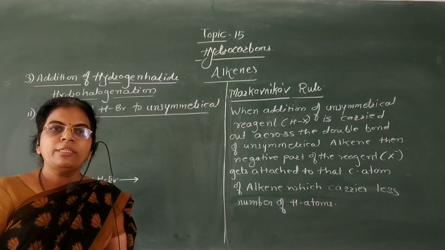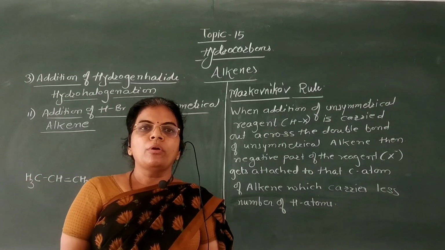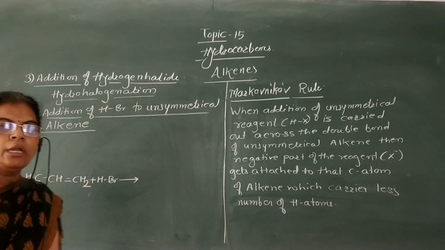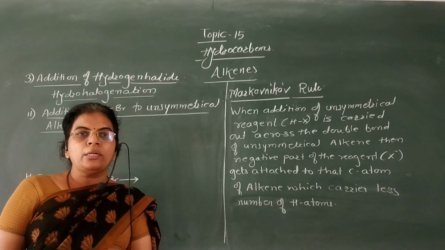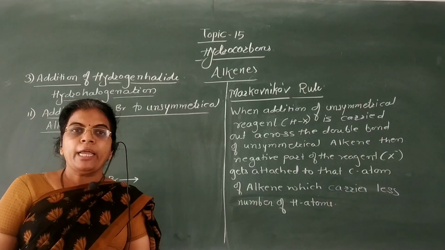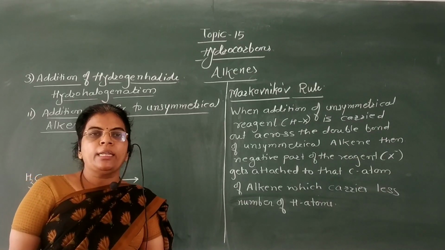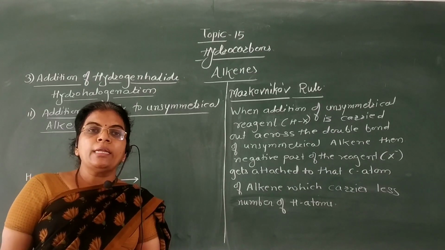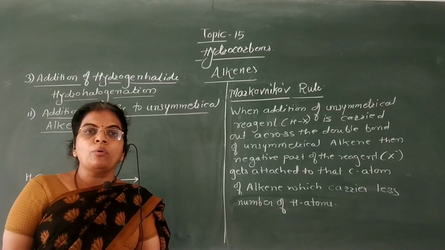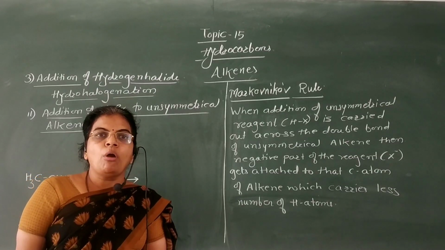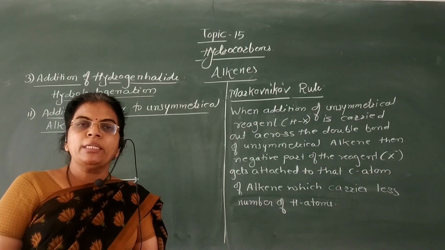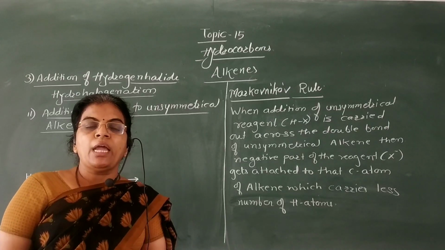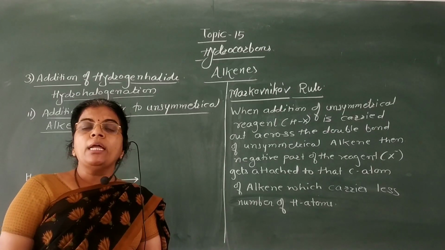Now we have started the third reaction, that is addition of hydrogen halide, also named hydrohalogenation reaction. And we have seen that when alkenes undergo addition of HX, then we will get the corresponding alkyl halide. Then we have seen that when addition of this hydrogen halide is carried out across the double bond of a symmetrical alkene, then formation of only one product takes place, that is alkyl halide. We have seen the example when ethene is treated with HBr, then formation of ethyl bromide takes place.